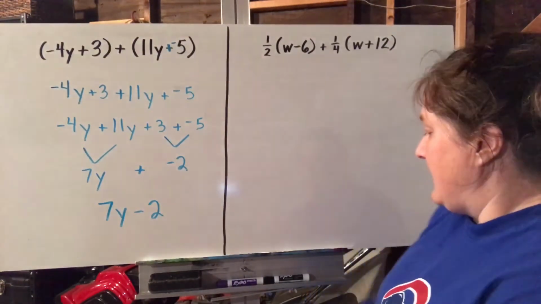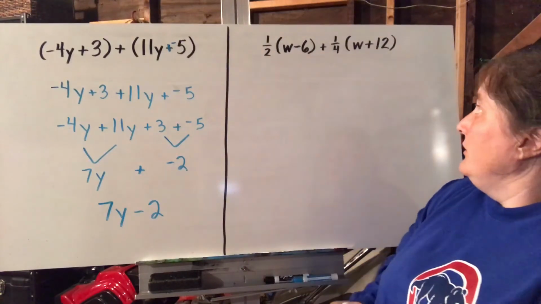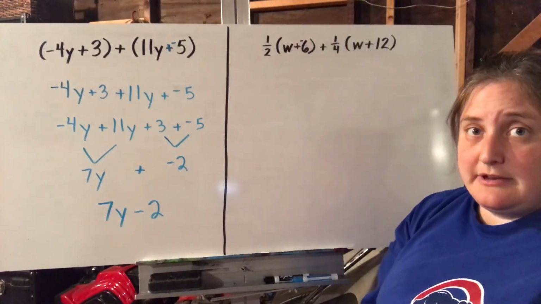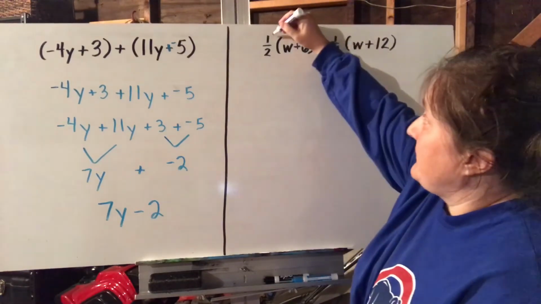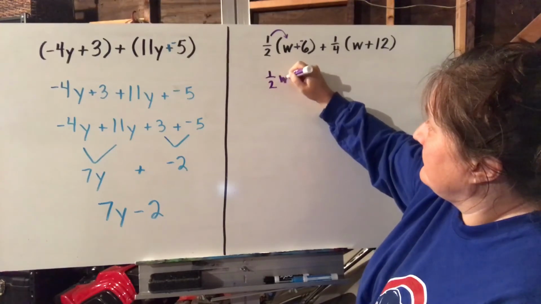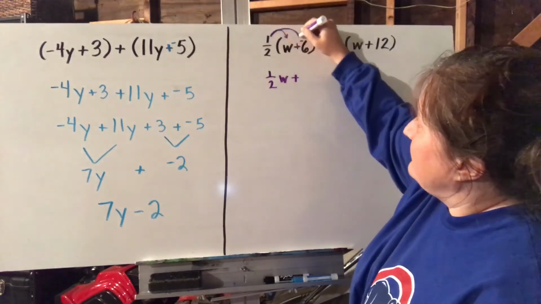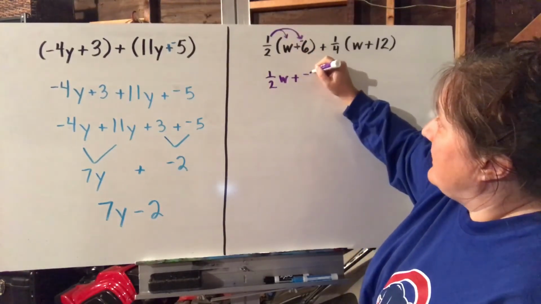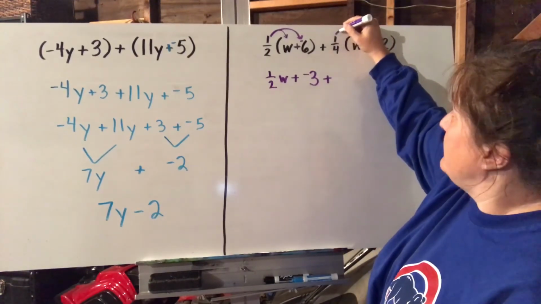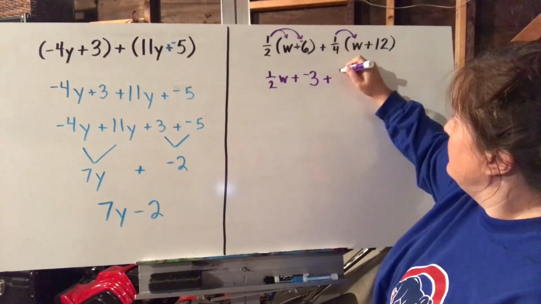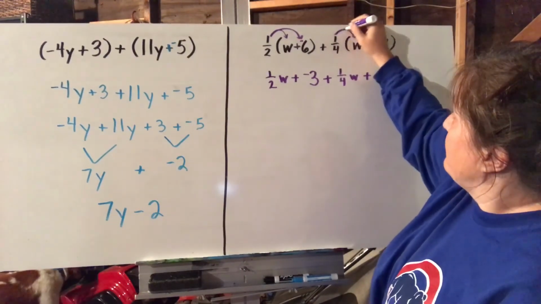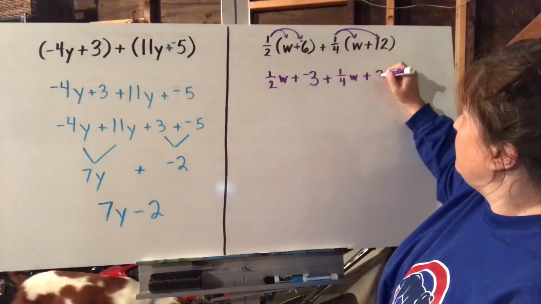All right, let's try this last one. So I'm going to change this to plus negative 6 to begin with. Now I've got some distributing to do here. Half times w is 1/2 w. Half times negative 6 gives me negative 3. Now I'm going to distribute my 1/4 here. 1/4 times w is 1/4 w. And 1/4 times 12 gives me 3.